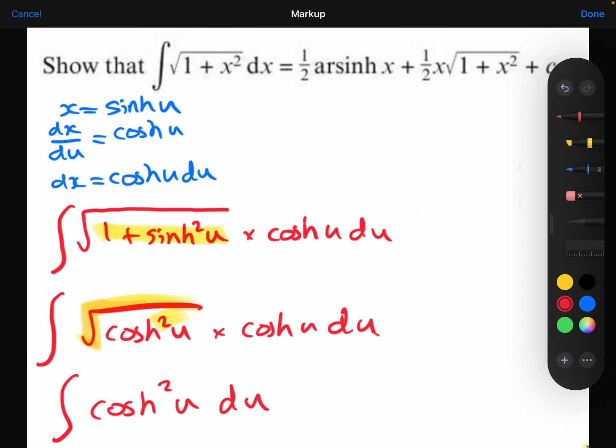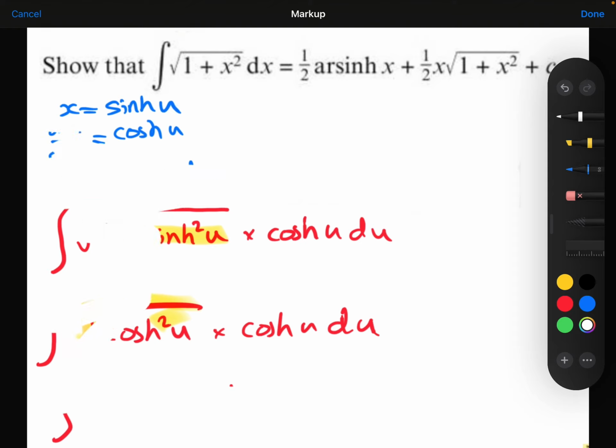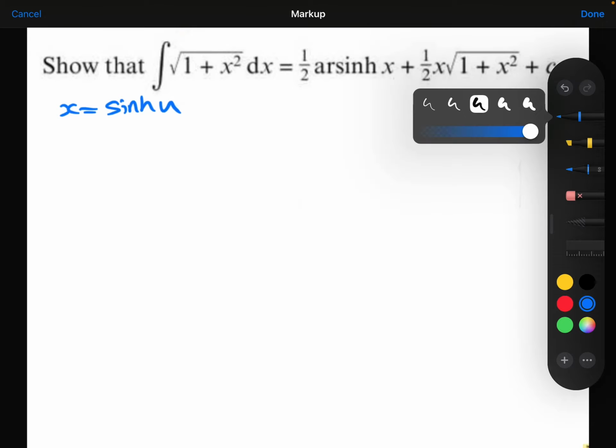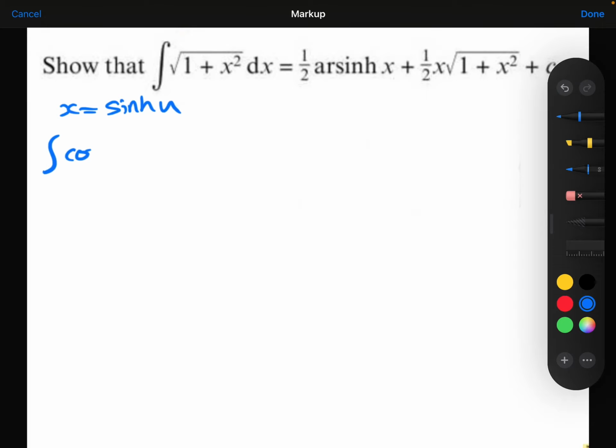In order to integrate that, I need to use the double angle formula. So give me a moment because I'm going to need quite a bit more space. So let me just create some more space with this. I'm still going to need my substitution, so I won't rub that out. Okay, so we want the integral of cosh squared u du.